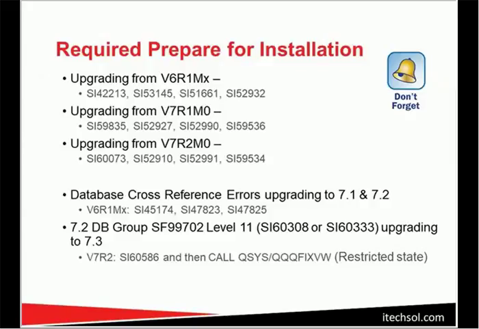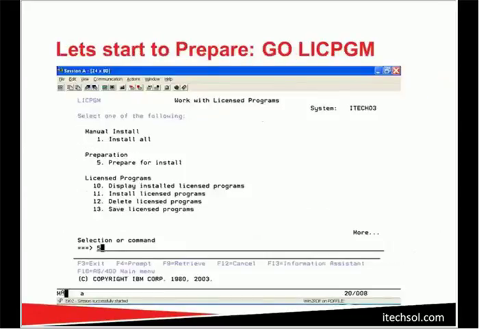So these are required PTFs if you're upgrading from 6.1, 7.1, 7.2. You'll need these PTFs out there. If you're upgrading from 6.1, you're certainly going to need these database cross-reference PTFs at 6.1. If you don't have them, you will get a database cross-reference error after the upgrade. It'll be a 303 error, and you're going to need to address that. So definitely something you want to address beforehand. Same thing for the database 7.3 group PTF; you'll need a 7.2 group PTF when you're upgrading to 7.3.